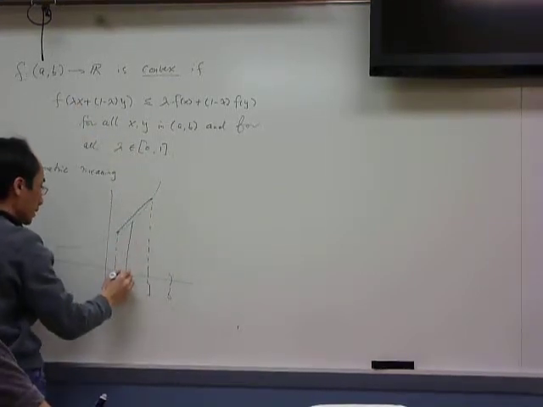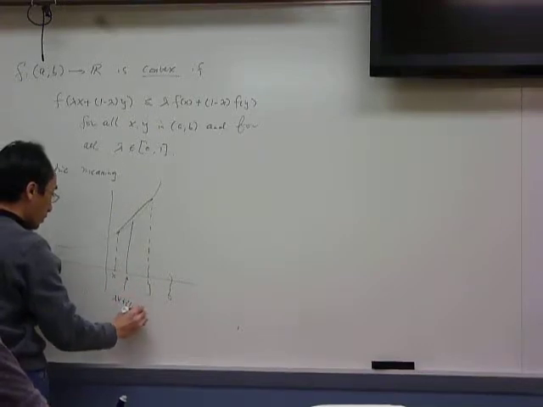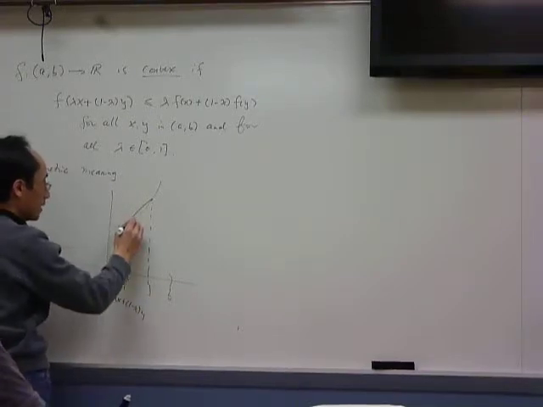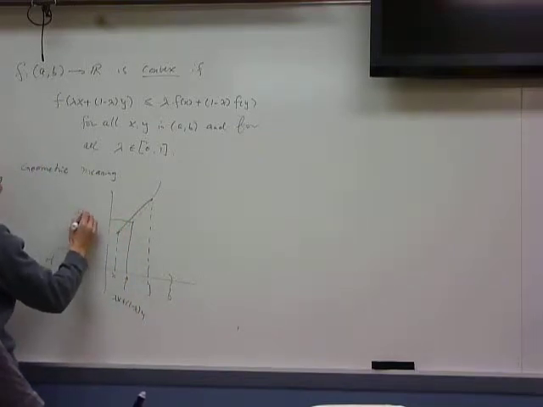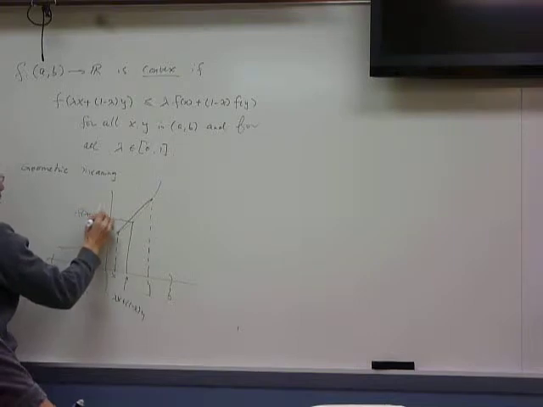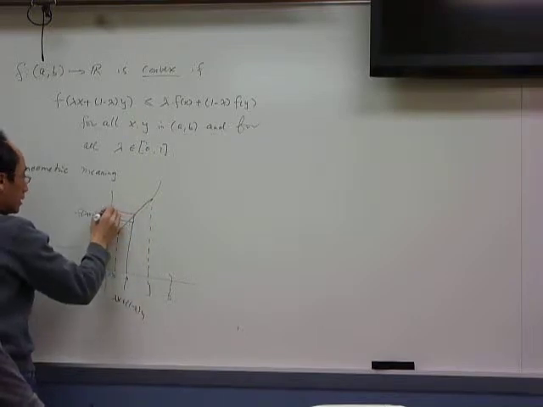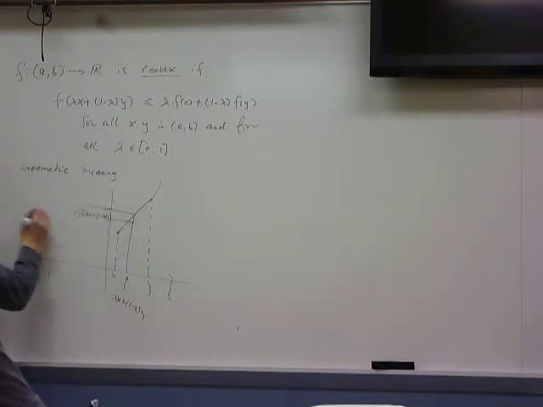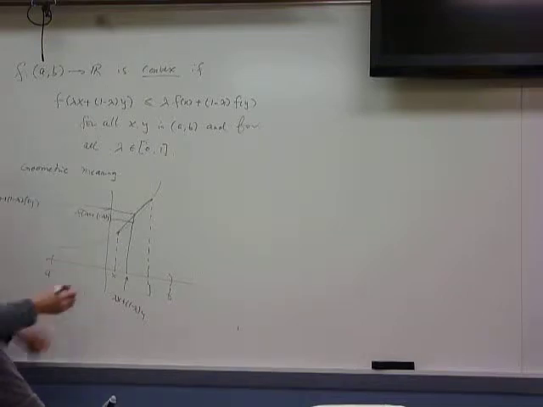So here this is lambda x plus (1 minus lambda) y, right? And this altitude, this height, this level is f of (lambda x plus (1 minus lambda) y), right? And this one, you go further up, this height is lambda f of x plus (1 minus lambda) f of y, right?